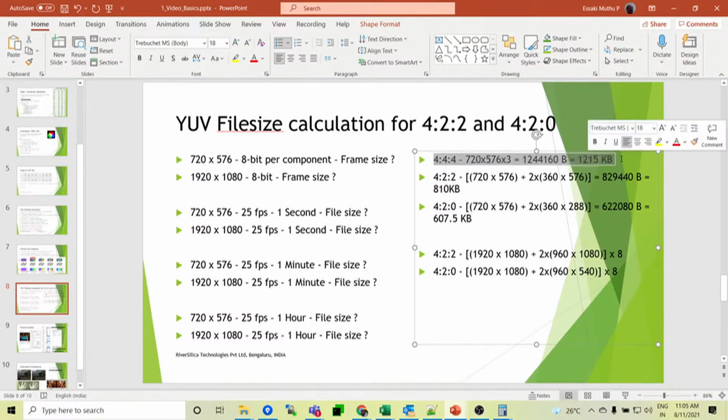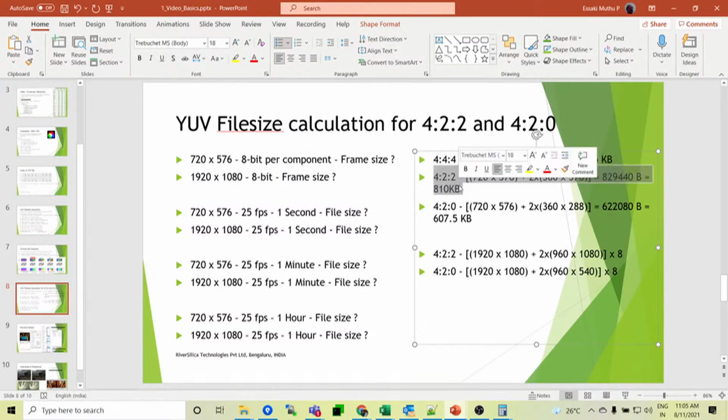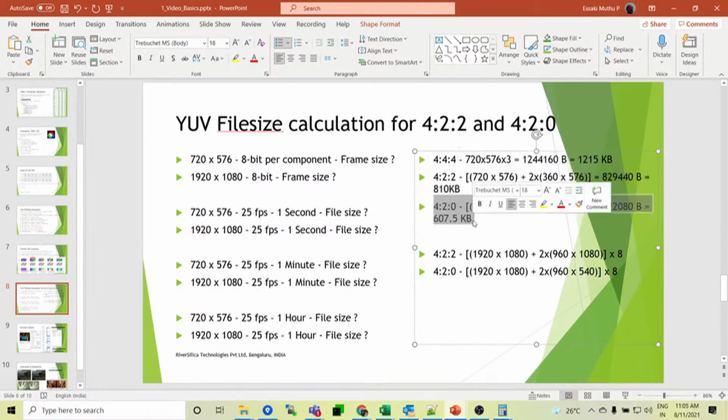444 is a full picture, correct? It's a studio capturing. The camera has captured 4:4:4. It's a full picture, one frame. Width is halved, so it has become 810 KB, and height is also halved, it has become 607.5 KB. What is the relation between these three values? Can you just see that? Can you tell me what is the relationship between these three values?